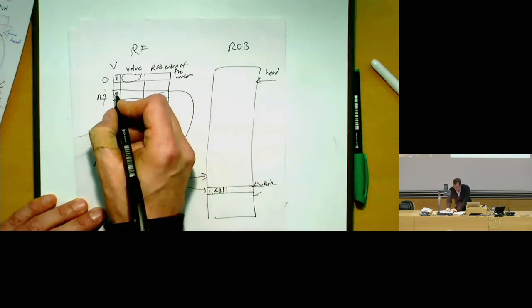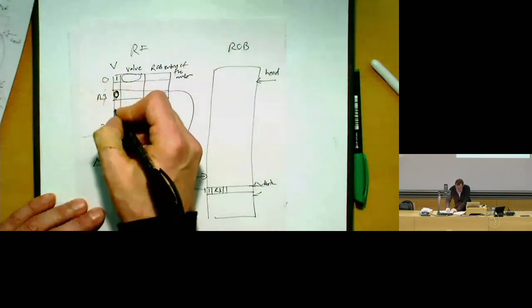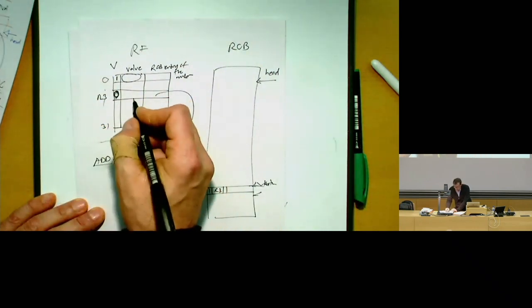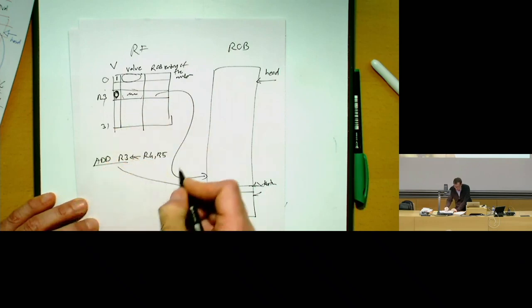And also say R3 is not in the register file anymore. Even if this was 0, it's still 0. If this was 1, you turn it into 0. R3 is not in the register file anymore. Don't trust the value that's here. It's garbage, because somebody is going to write to that R3.